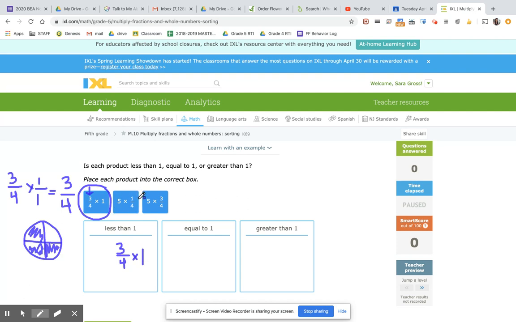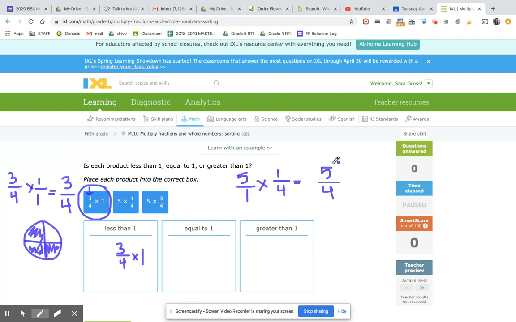Now the next one, 5 times 1/4. Some of you might be able to look at it and tell and sort it accordingly, but some of you might have to write it out on the side and do the actual math, which is what I would have to do. I can't even look at that right now and tell you what it is automatically, so I'm going to write it out. 5 times 1/4 gives 5/4. Now I have to ask myself, is that less than 1, equal to 1, or greater than 1?